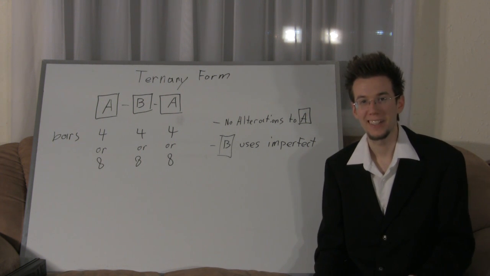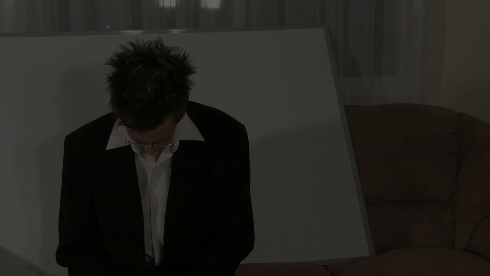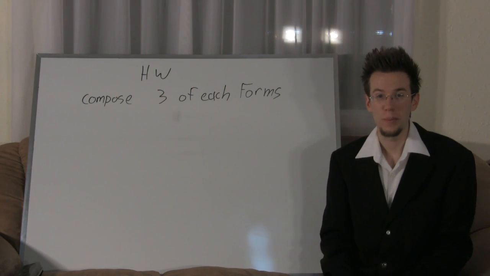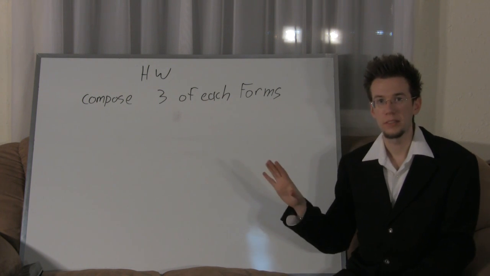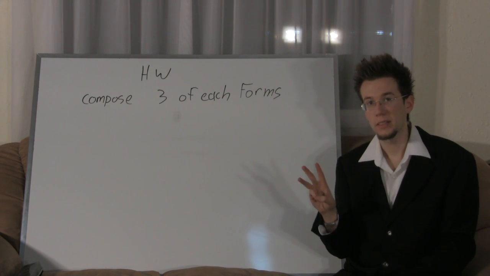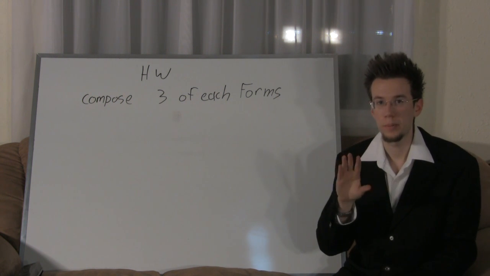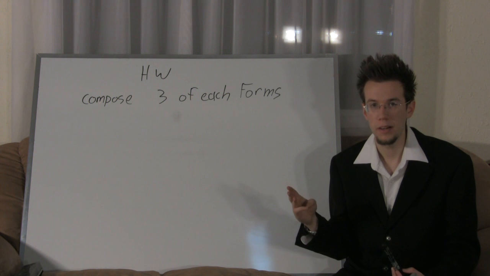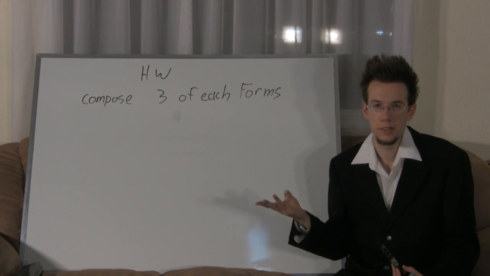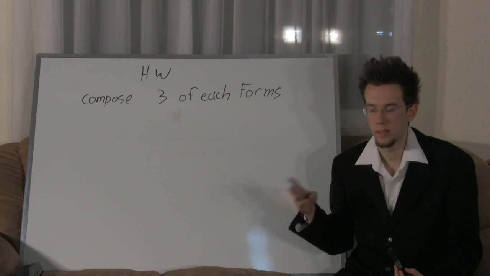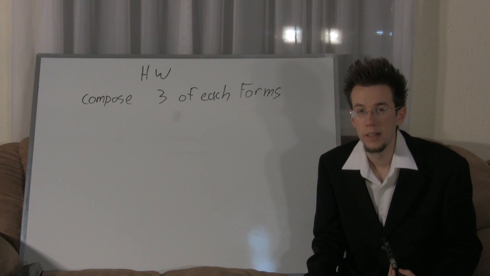Now we're going to get on to the homework. Okay guys, so for your homework in this lesson, I'd like you to go through and compose 3 pieces for each form. So you're going to start with either a 4 bar or an 8 bar part A, and then for the B section, you're going to do either the same, so 4 bars or 8 bars or whatever.